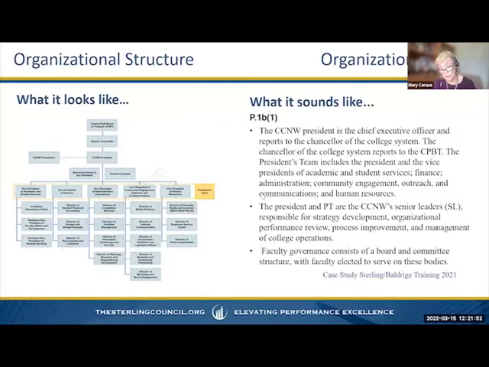Our case study this past year is a good example of what an org structure looks like and then what it sounds like. This is a functional organizational chart, and this is what it sounds like if it's read from the written text. The president is the chief executive officer and reports to the chancellor of the college system. The chancellor of the college system reports to the board of trustees. So you can learn so much from the organizational chart and also from the written description.